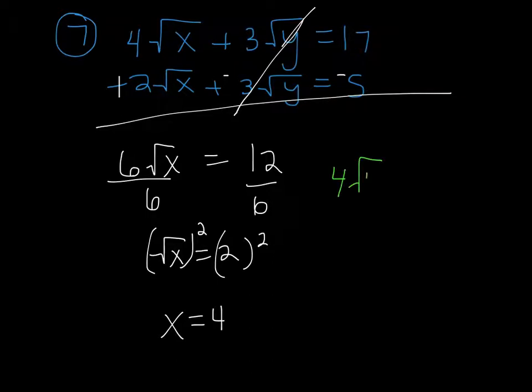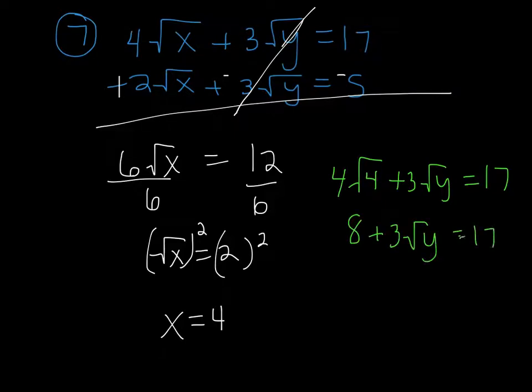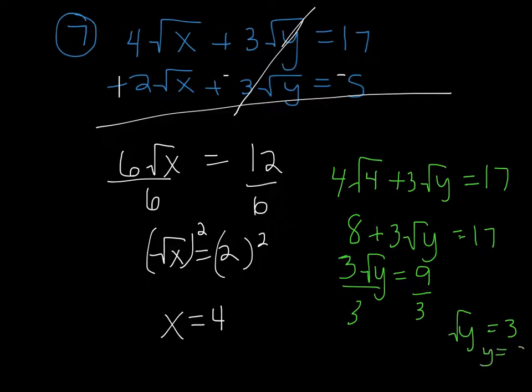So 4 root 4 plus 3 root y equals 17. 4 root 4 is 4 times 2, so 8. Subtract 8 from both sides, so I have 3 root y equals 9. Divide by 3, so root y equals 3. Square both sides, so y equals 9. So my solution would be 4, 9.